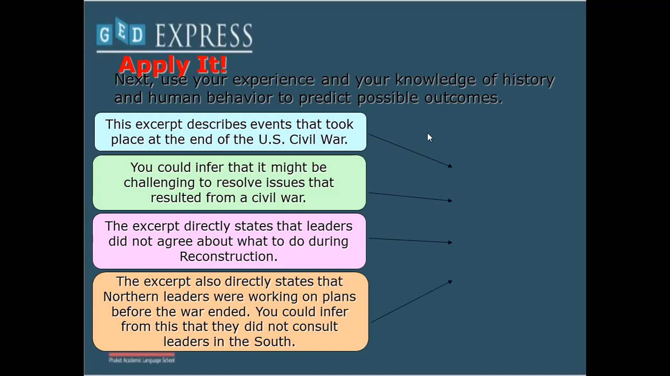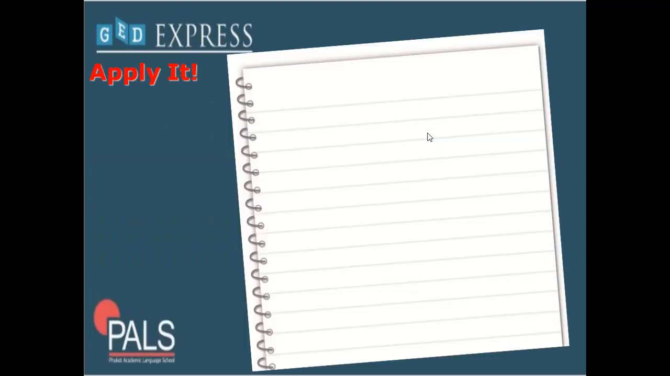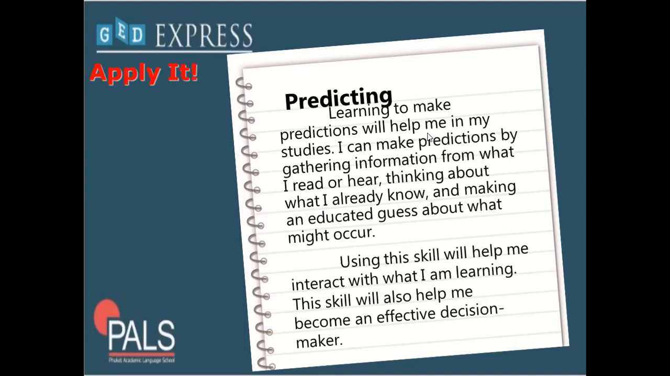So here, this is the prediction that we can have. Reconstruction in the South following the Civil War would be extremely challenging. All right, so that's my prediction. So just to sum it up, learning to make predictions will help you in your studies. You can make predictions by gathering information from what you read or hear, thinking about what you already know, and making an educated guess about what might occur.